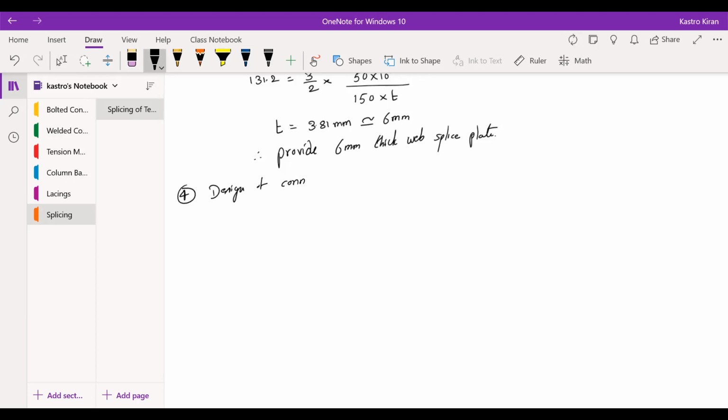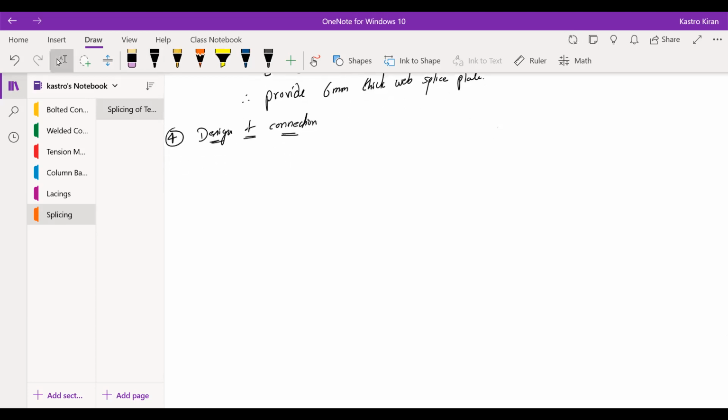Design of connection. So you have to connect the web splice plate to the web of the column. How will you do this? Here also you have to find out the number of bolts. So number of bolts equals factored load by bolt value, where bolt value can be found out by VDSP and VNSP values, the least, that is strength in shear and strength in bearing.